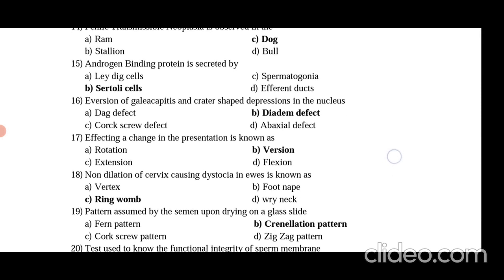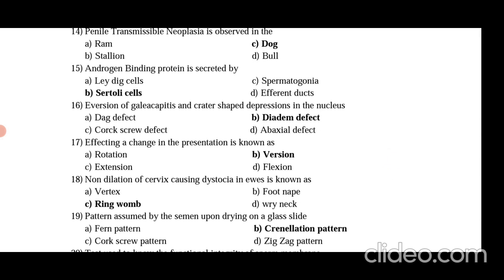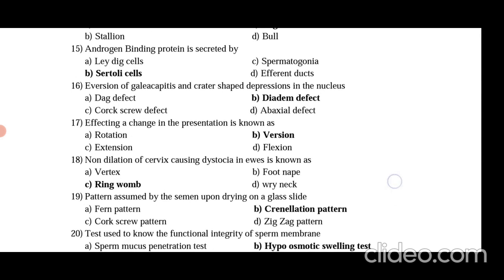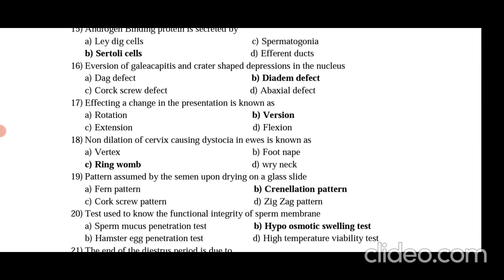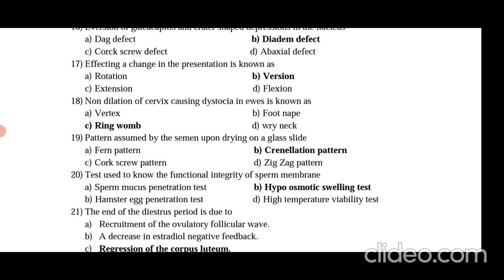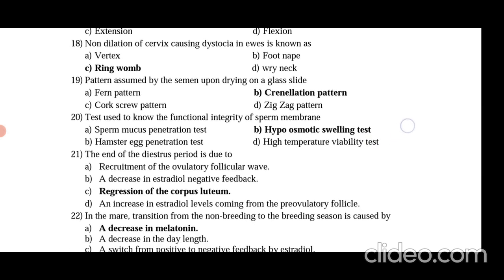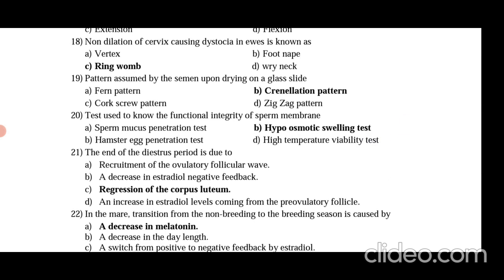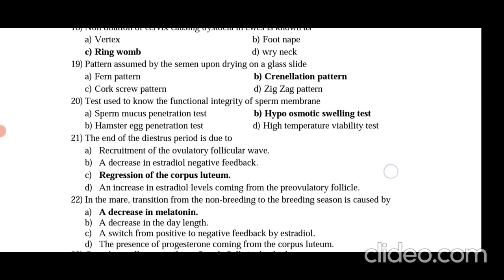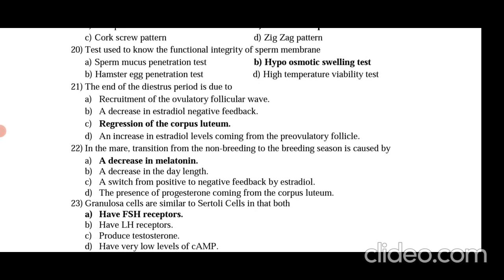Pattern assumed by sperm upon drying on glass slide is crenellation pattern. Test used to know the functional integrity of sperm membrane is hypoosmotic swelling test. The end of diestrus is due to regression of corpus luteum in the mare. Transition from non-breeding to the breeding season is caused by a decrease in melatonin. Granulosa cells are similar to Sertoli cells in that both have FSH receptors.